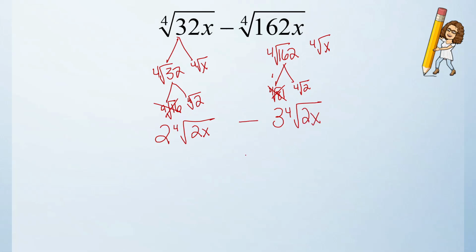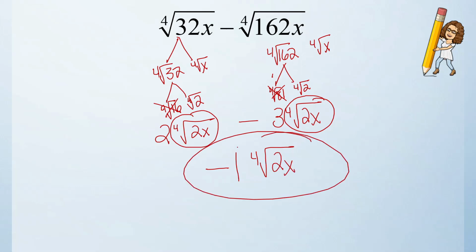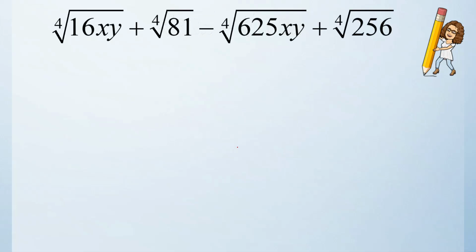I'm subtracting, so now double check. I have the same radical stuff, so I can subtract. I have -1 4th roots of 2x for my final answer. Whew, did they just keep getting bigger and bigger, people? So let's simplify each individual piece one at a time.